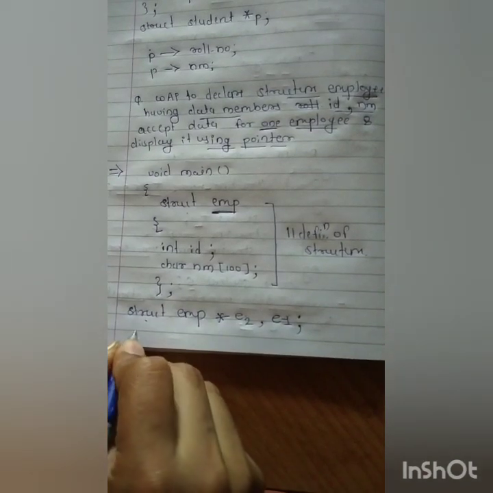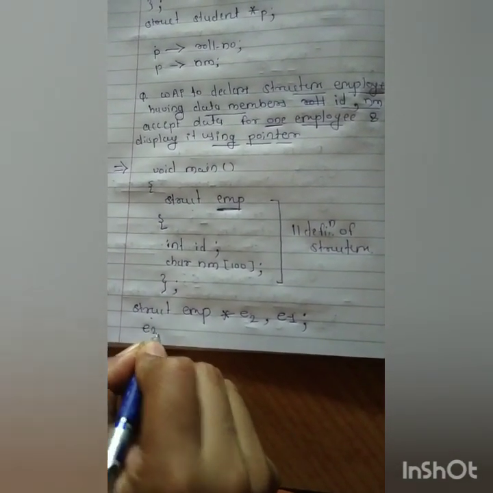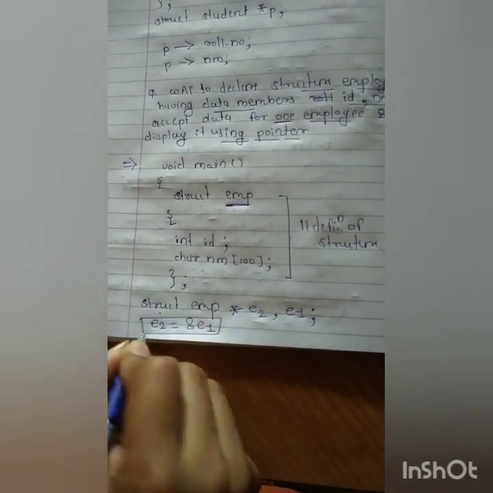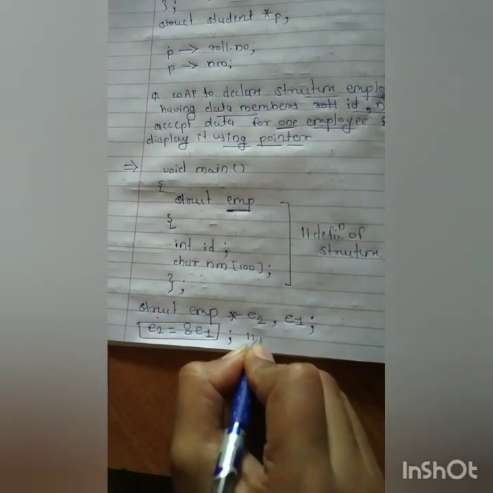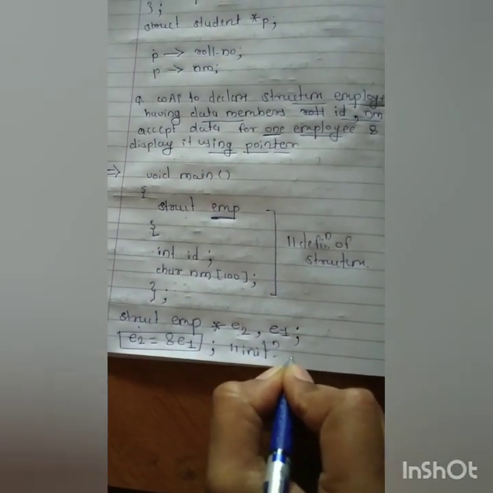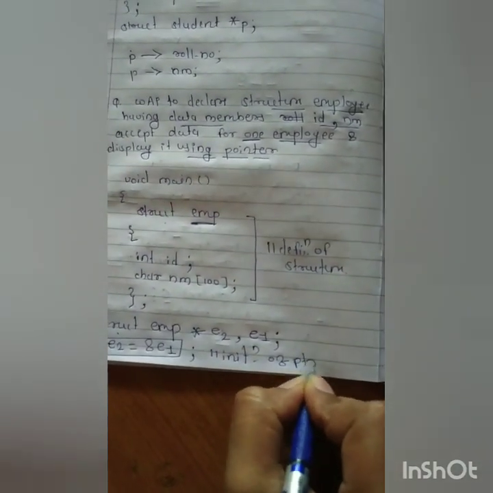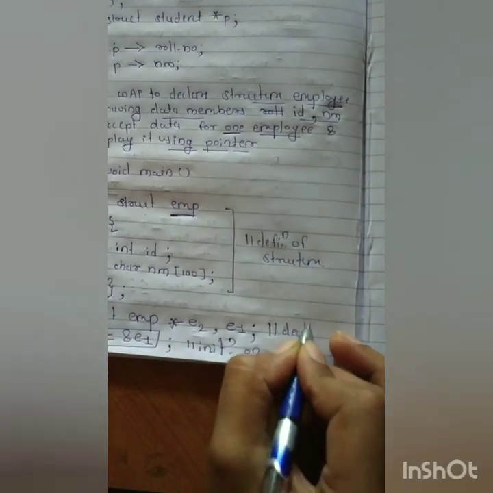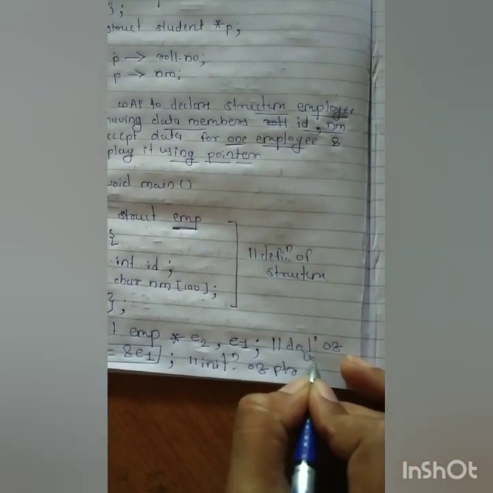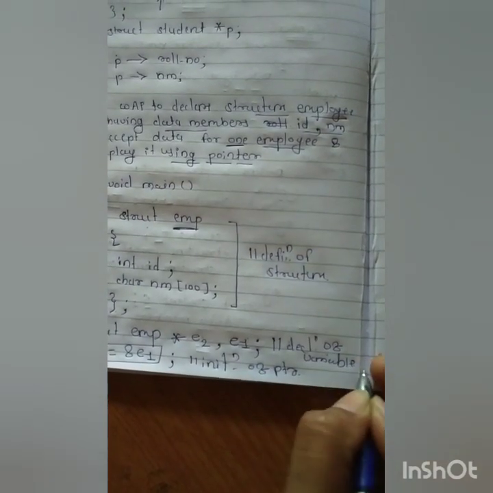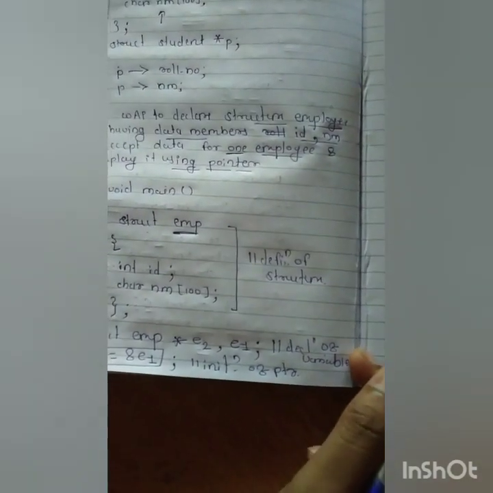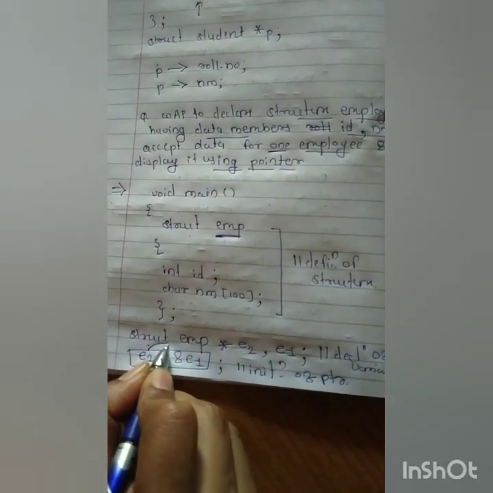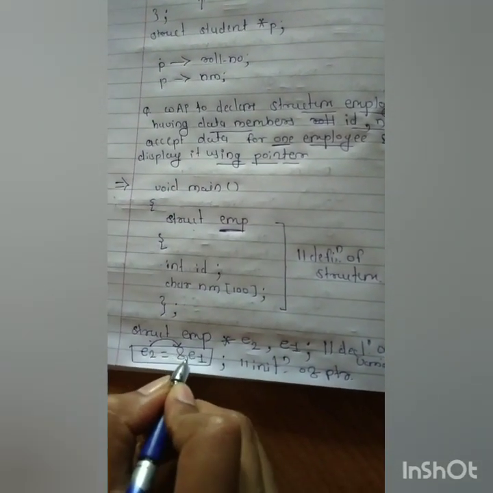In the next line we can assign e2 equal to address of e1. Here is the initialization of the pointer structure. Here is the declaration of pointer variables and simple structure variable. Here e2 holds the address of the e1 variable.